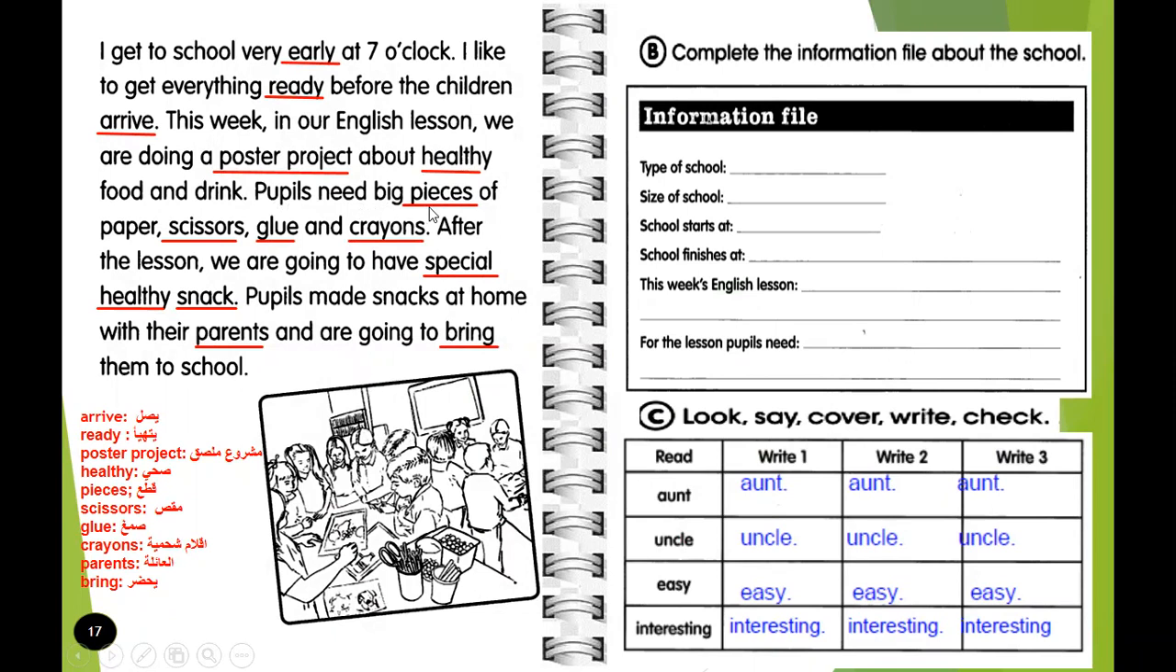Pupils need big pieces of paper. Pupils, الطلاب, need, يحتاجون, they need big pieces, قطع كبيرة of paper, من الورق, scissors, مقص, glue, صمغ, and crayons, وأقلام شحمية. Again, pupils need, so then pupils to make the project poster, they need big pieces of paper. رح يحتاجون الطلاب لكي يصنعوا هذا الملصق الإعلاني أو مشروع الملصق أو النشرة، رح يحتاجون إلى big pieces of paper, قطع كبيرة من الورق, scissors, مقص, glue, صمغ, and crayons, وأقلام شحمية أو ألوان شحمية.